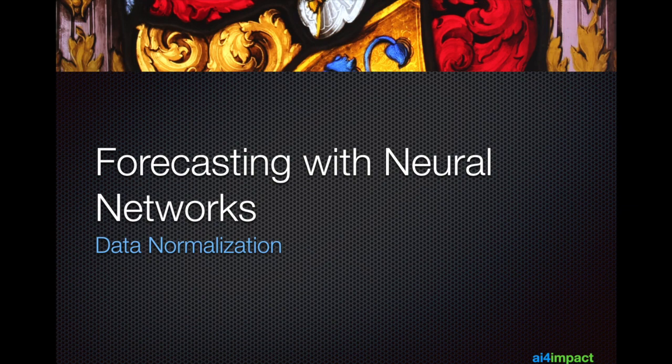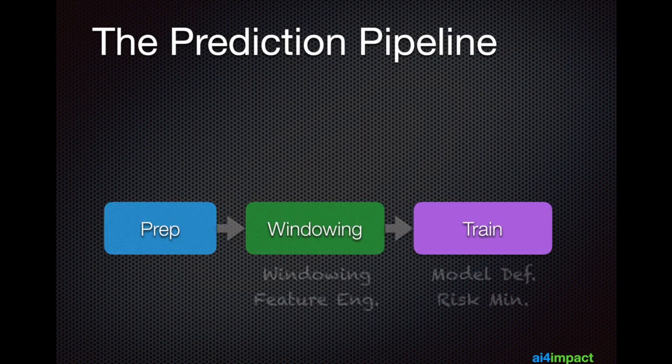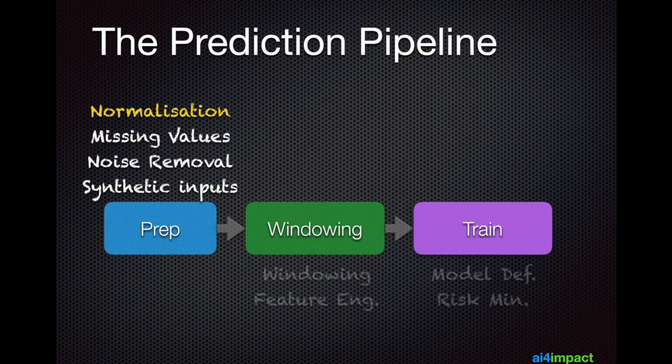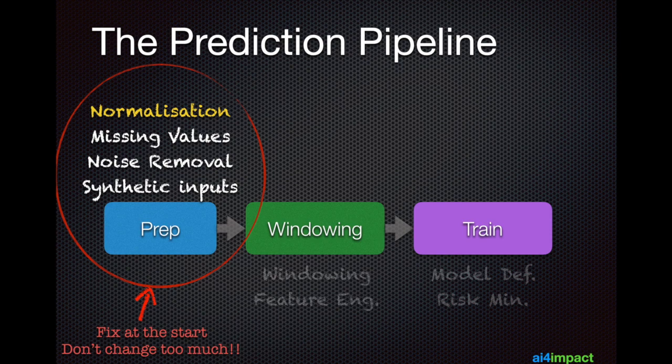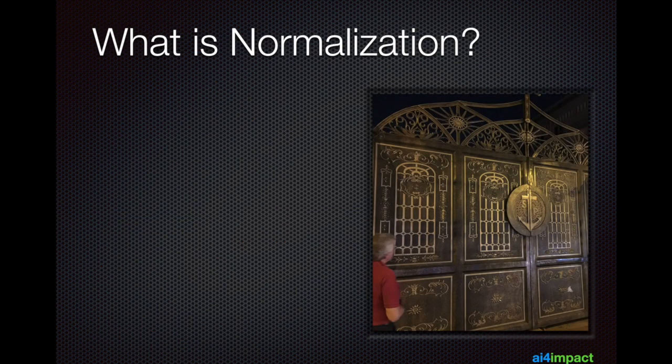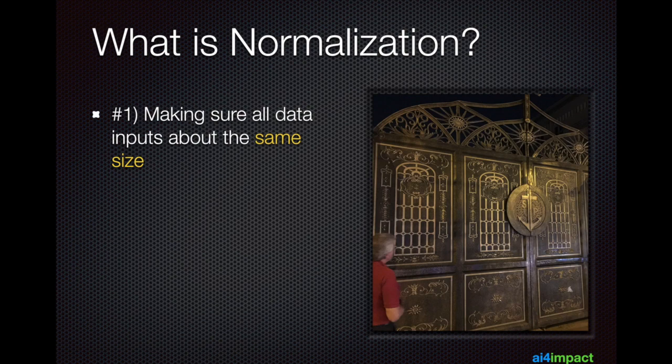Data normalization is all about changing the size of your inputs so that they work best with your neural networks. Again, this is done in the prep stage. We will only discuss normalization for prep. You always want to fix the normalization right at the start and not change it at all if you can help it. So what is normalization? The first thing is making sure that all the inputs are about the same size. And second, to ensure that the inputs have a magnitude of about 1.